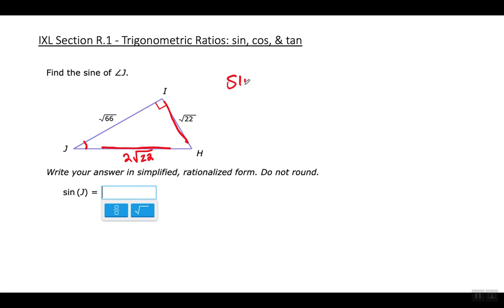So sine, let me just write that. Sine of j equals square root of 22 over 2 square root of 22. I actually wish this one's going to end up being easy now because the square root of 22 cancels out. And this is going to end up being my answer.